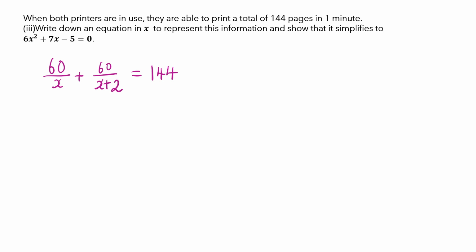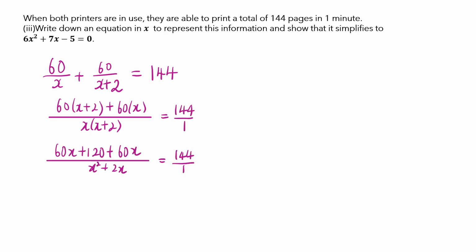So what do we do? We have to combine the two fractions on the left hand side into one fraction. We find the common denominator, which is X bracket X plus 2. Then you take 60 multiplied by X plus 2, and for the second one it is 60 times X. Simplify the numerator, expand it. Also expand the denominator. Write 144 as 144 over 1 as a fraction because we're going to use the shortcut.